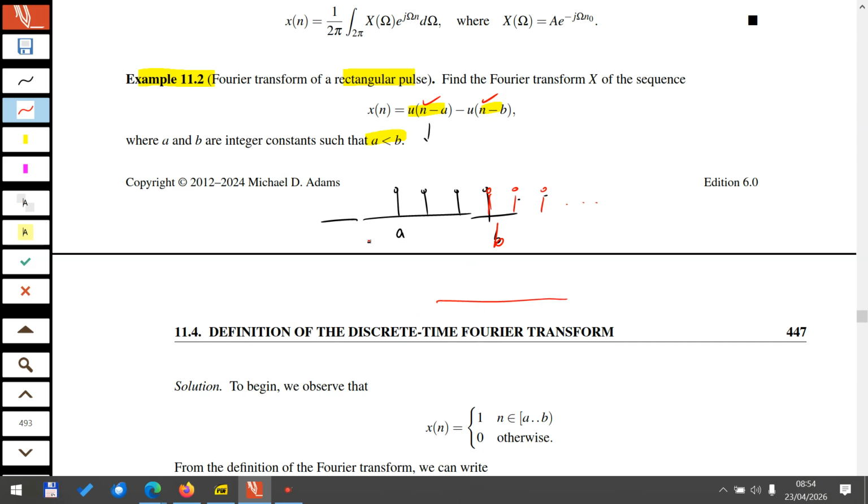Where will be the first? All these are zeros, right? So where will be the first non-zero? Can you tell me? Any idea?